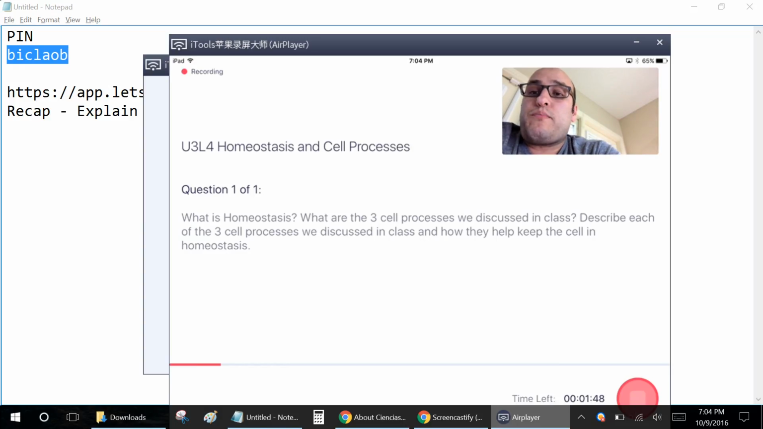What are the three cell processes we discussed in class? We discussed 3 of them, okay? We talked about cell division and how the cell has to divide through mitosis. That's kind of like make babies, right? We talked about the transfer of both nutrients and waste in and out of the cell through the cell membrane. We talked about active transport and passive transport.